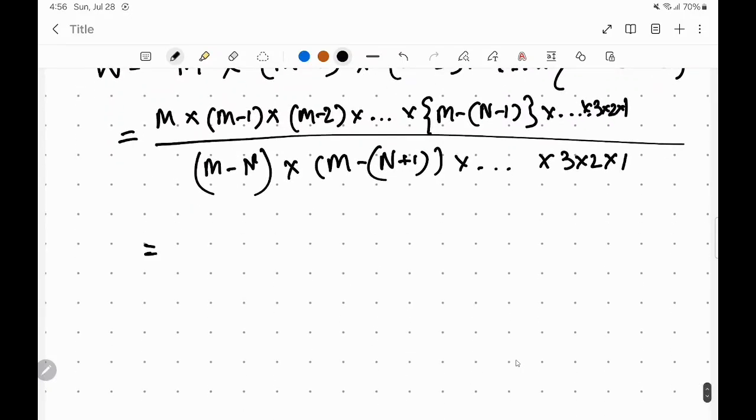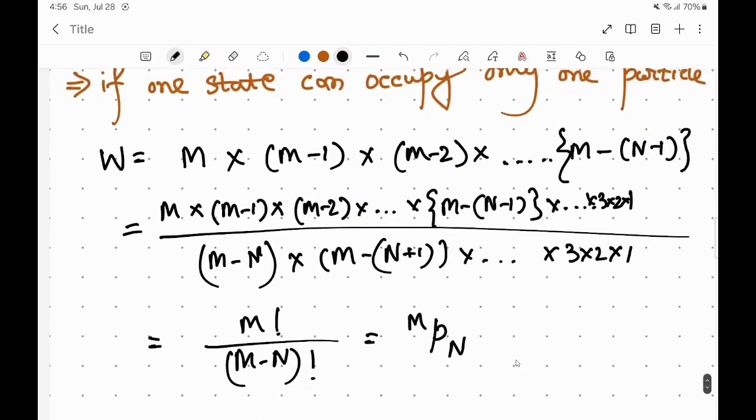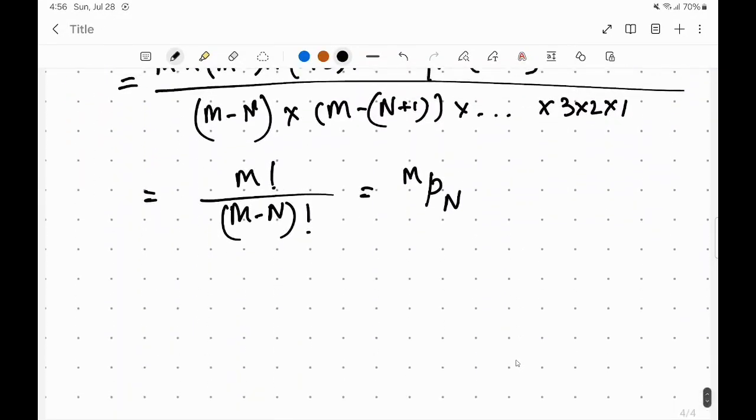So the numerator will be m factorial, right? And the denominator is m minus n factorial. What does it mean? mPn. This is the definition of the number of permutations. So when we studied the number of permutations, we actually used this condition that in one state only one particle can occupy. So this will be the number W.